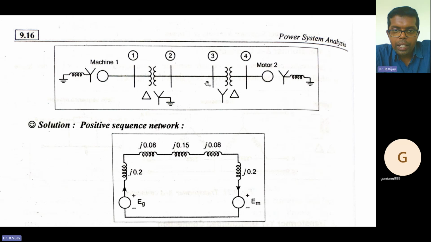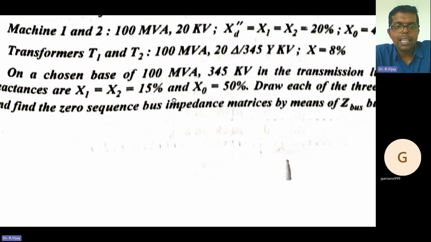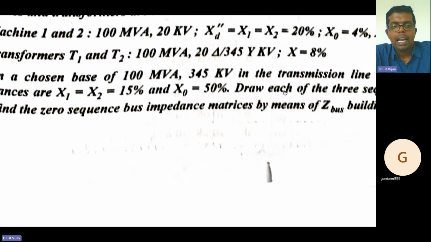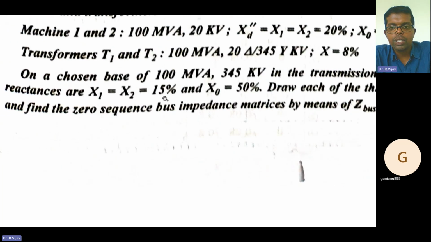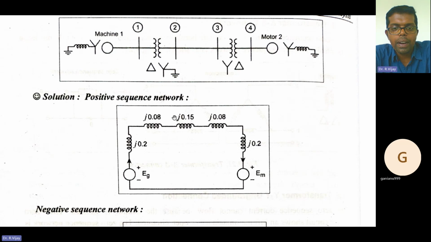In between, one transmission line is there. For the transmission line, they have given the reactance X1 and X2 equal to 15%. So 15 divided by 100 is 0.15 j. So here we have drawn the positive sequence network.